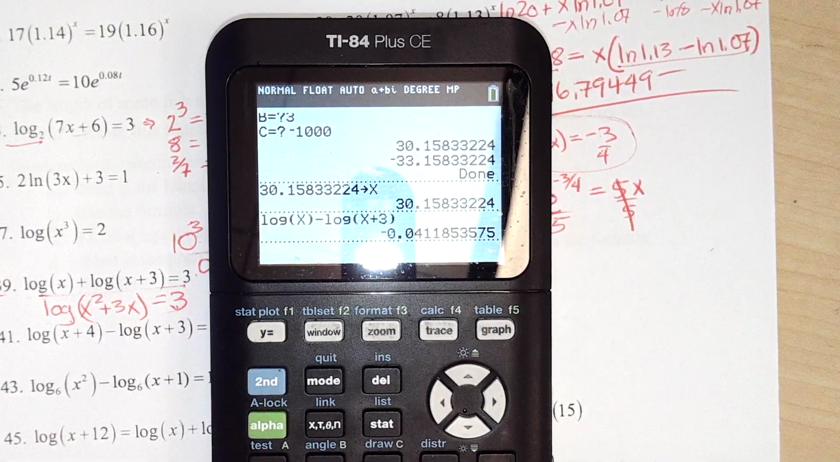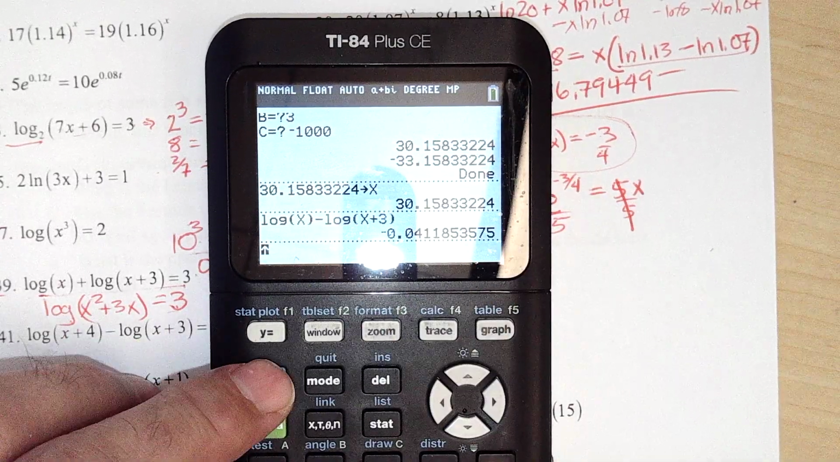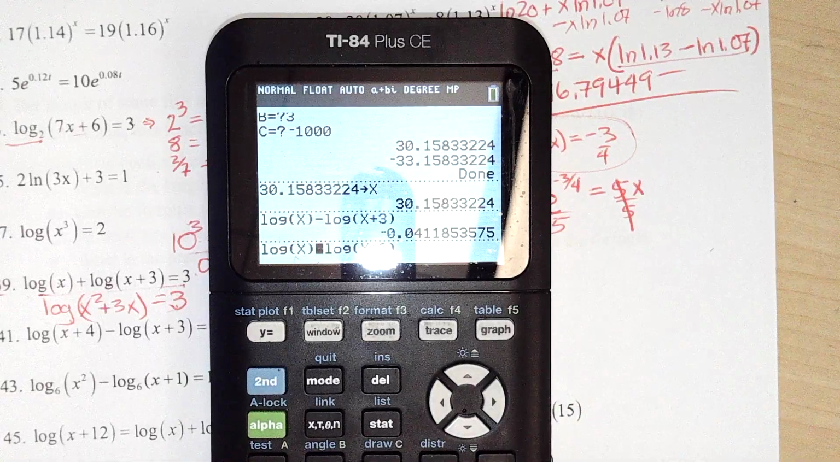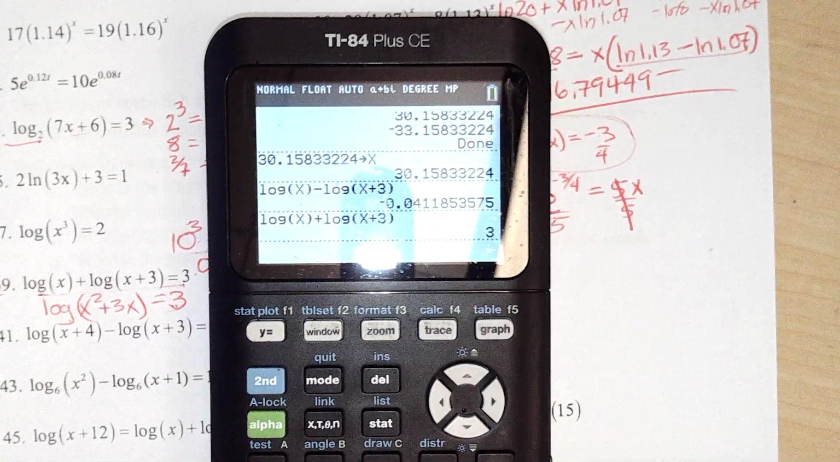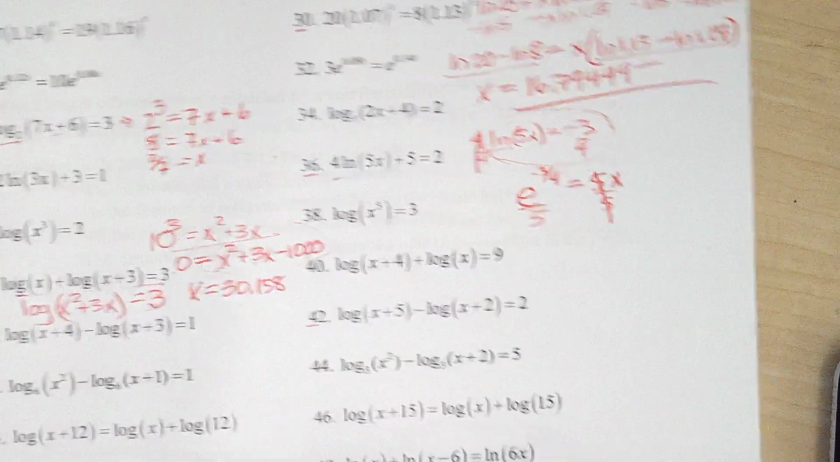Oh, it didn't. Oh, I didn't put plus in there. Get back over here. Plus. I hit minus. There, it's equal to 3. Good. See why it's good to check?